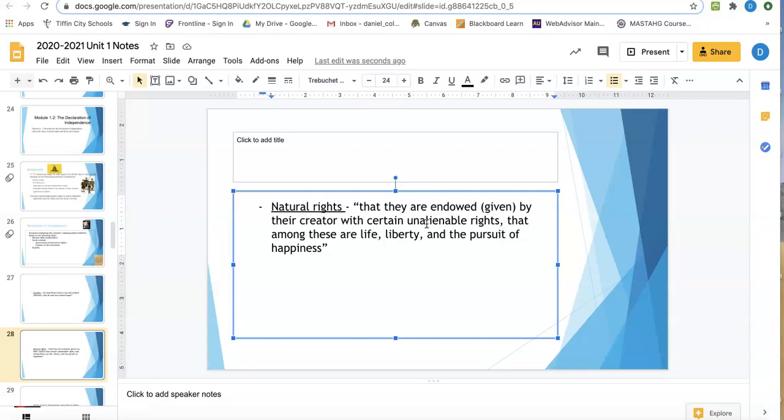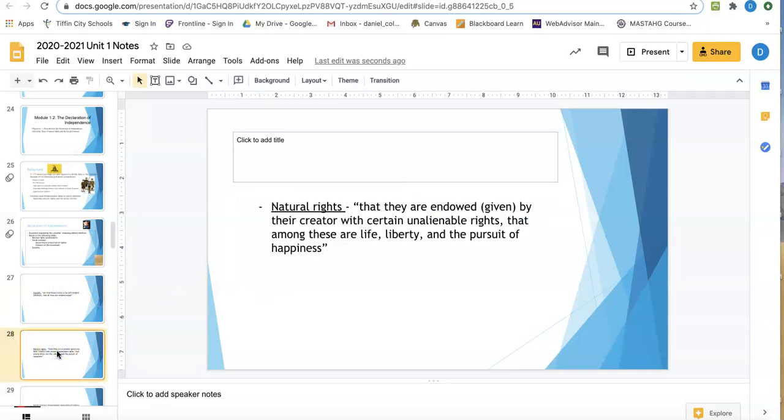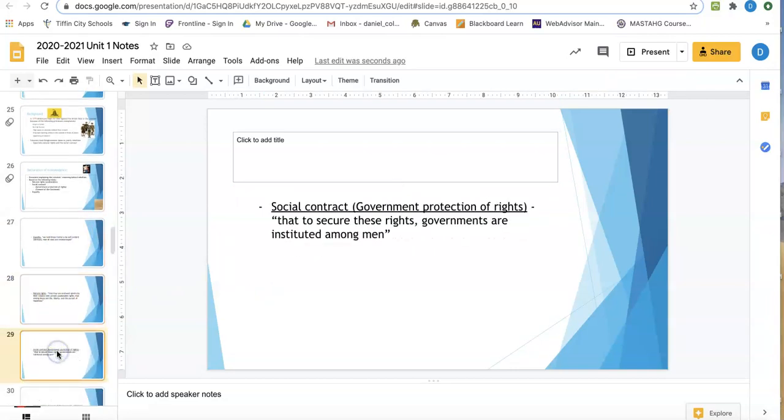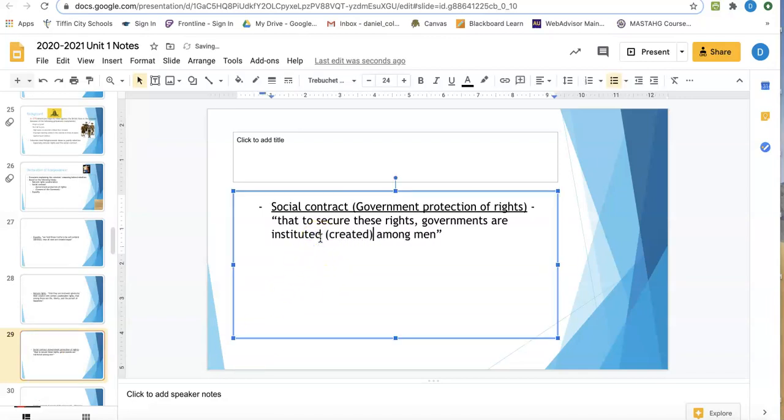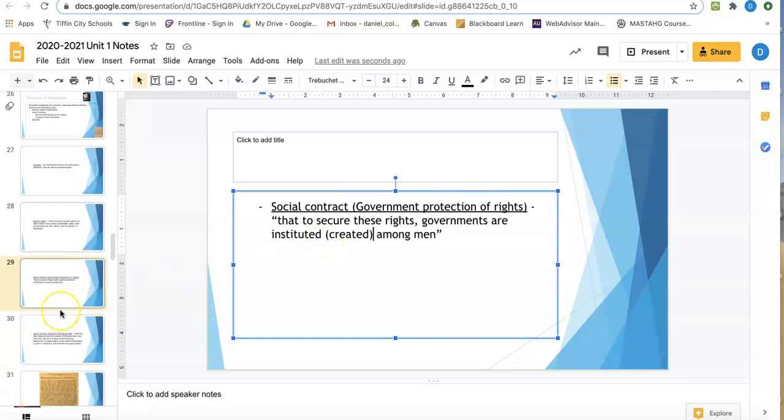Now, there's quite a debate over why Jefferson specifically wrote pursuit of happiness and not property, but that was the language that he chose. So we have all men are created equal, and they have natural rights that cannot be taken away. Now he builds into the social contract that to secure these rights, governments are instituted among men. So in order to protect these rights, governments are created in order for this to be done, right? Again, building off John Locke, the government exists for the protection of rights. And he continues on.